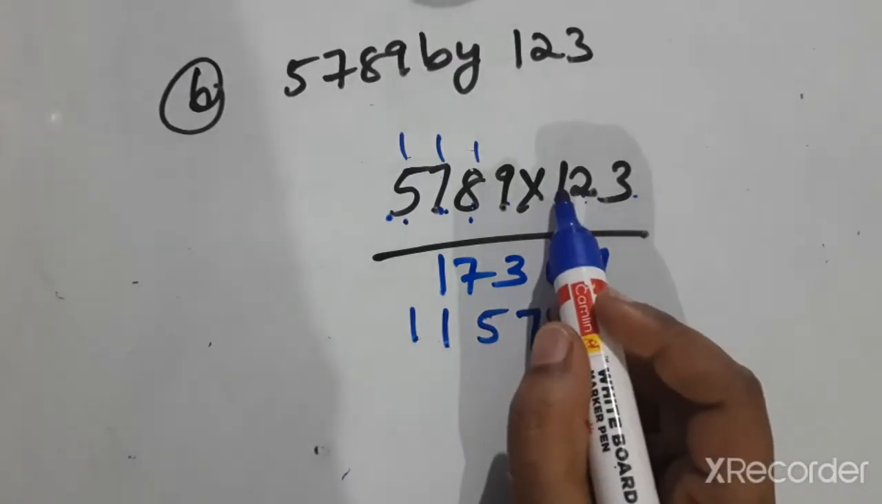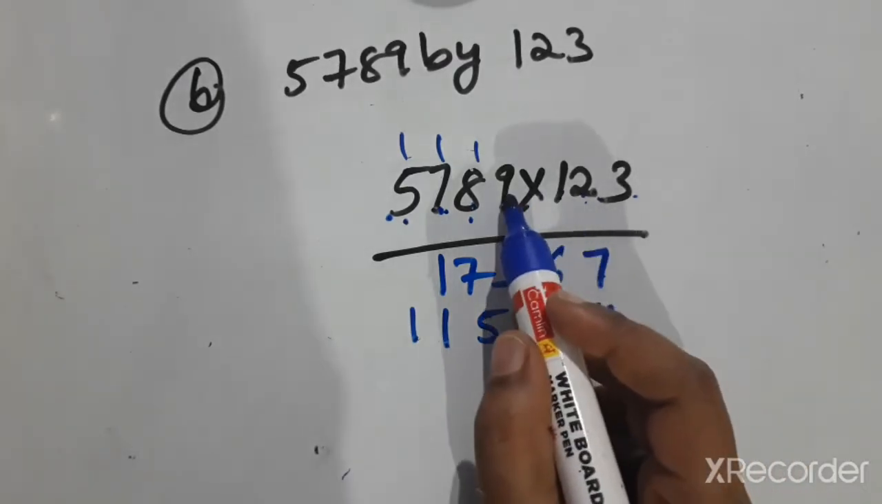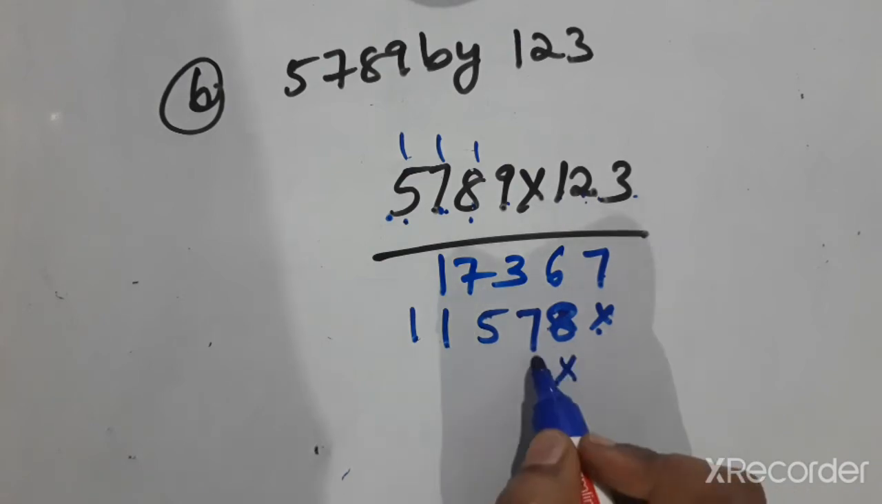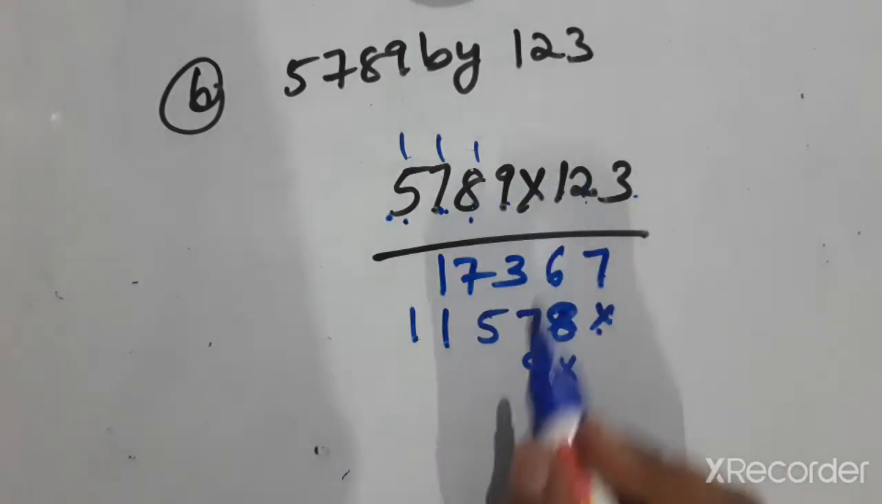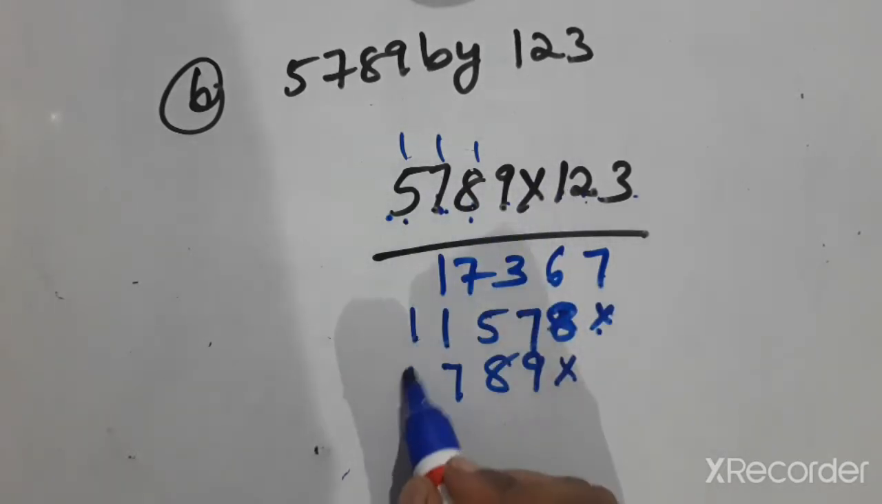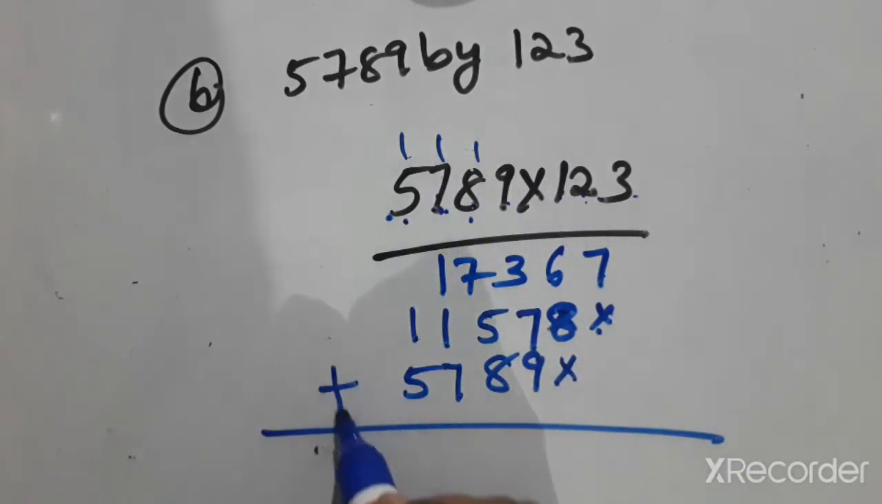Okay, now we have to multiply with the next number, 1 with each number. So 1 9 is 9, so we have to leave one space, and 1 9 is 9, 1 8 is 8, 1 7 is 7, 1 5 is 5, and here we have to add the values.